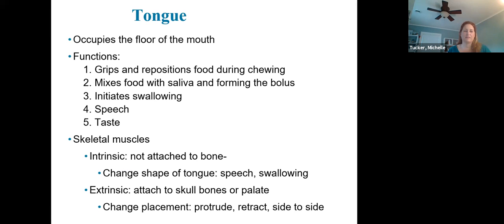Extrinsic skeletal muscles for the tongue are going to allow the tongue to protrude. So if you want to stick out your tongue, if you want to retract or pull it back in, or if you want to wiggle it from side to side, those movements are controlled by the extrinsic muscles. So intrinsic, speech, swallowing, and then extrinsic, actually moving the tongue around.